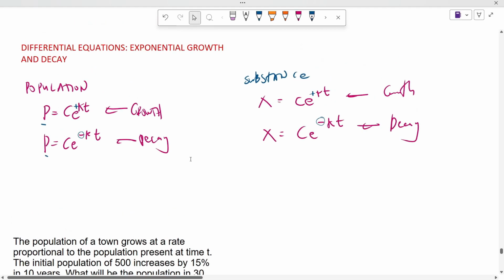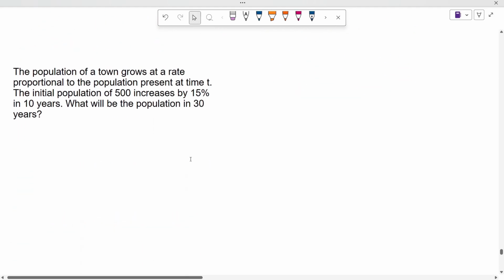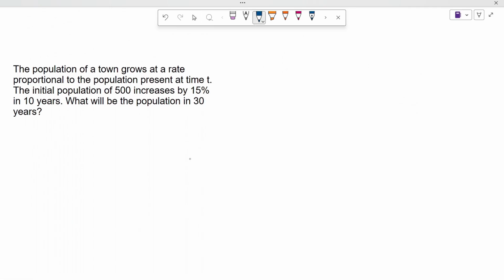Game, let's proceed. The population of a town grows at a rate proportional to the present population at any time t. The initial population is 500. So this means the population is 500. These are people, so P is the variable we will use. So 500 is the initial population.